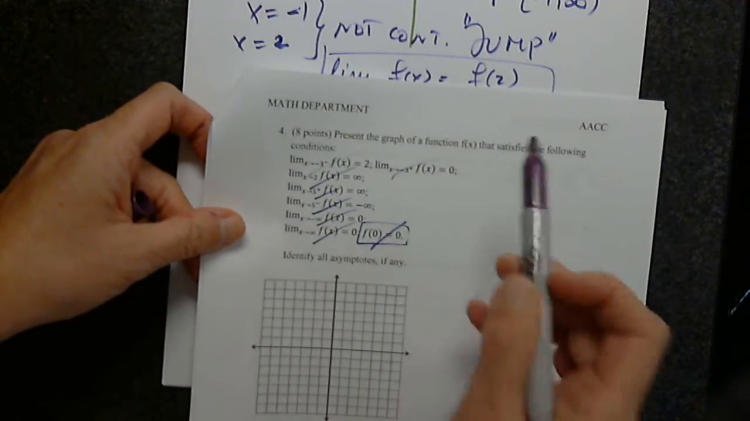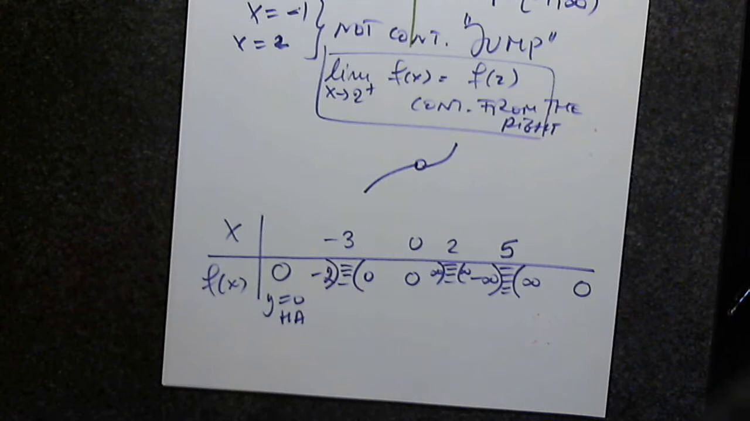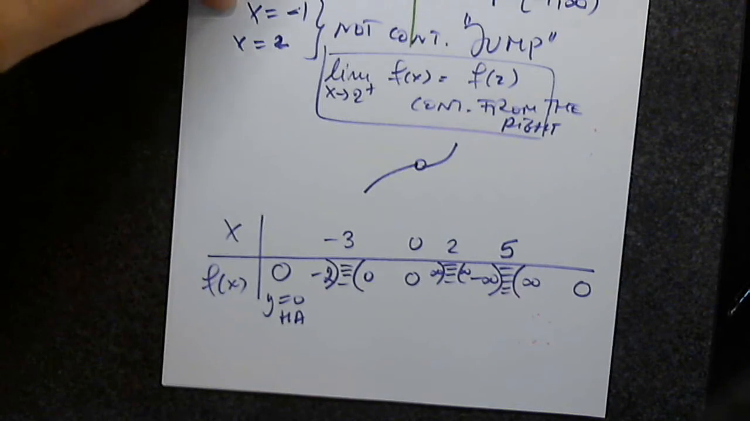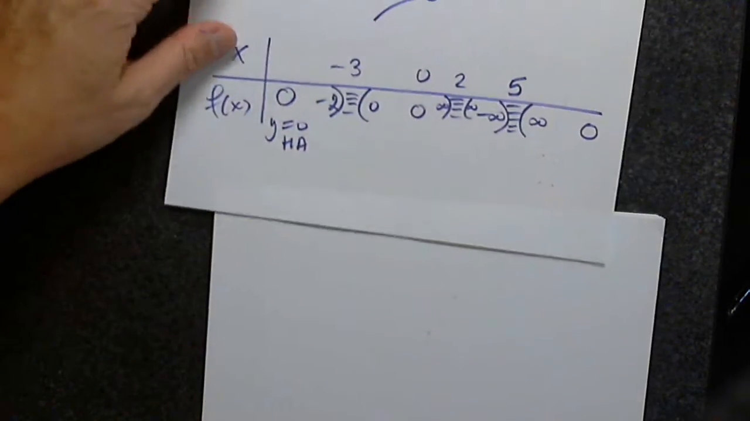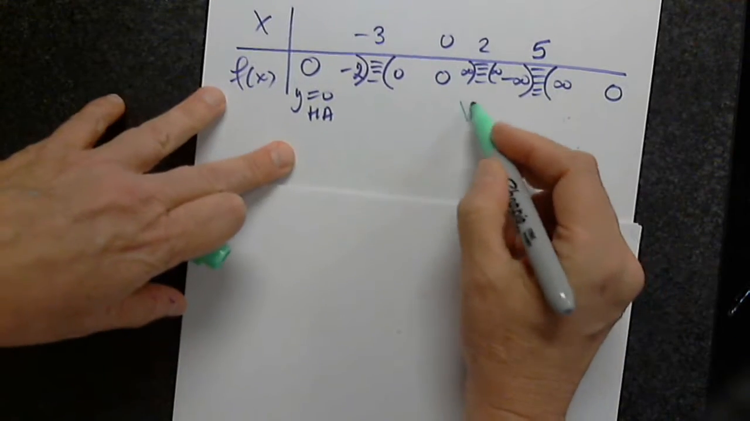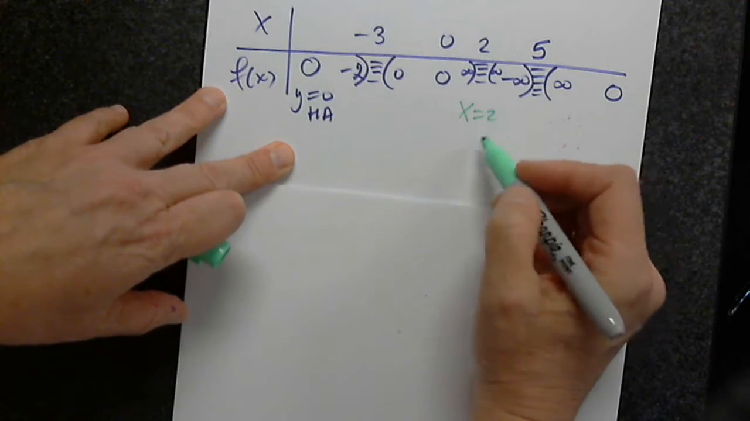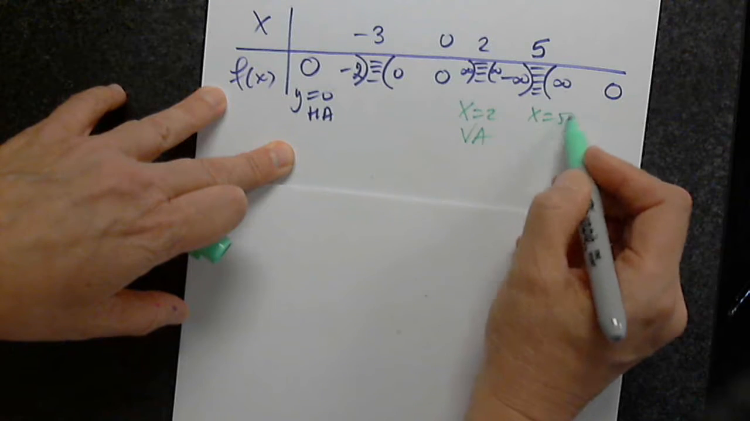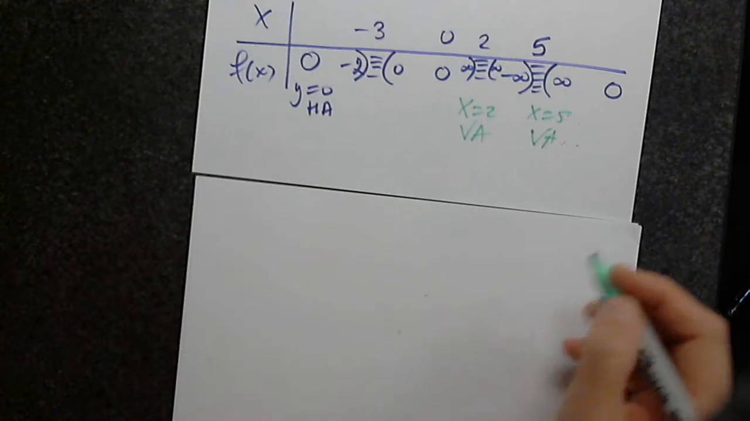I summarized all the information in the table. I took care of each and every piece, and now I'm ready to come up with my solution. There is more than one correct answer, of course. I will consider x equals 2 a VA and x equals 5 a VA.